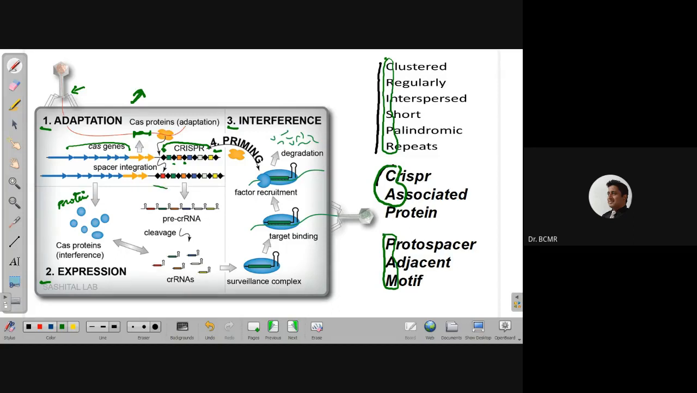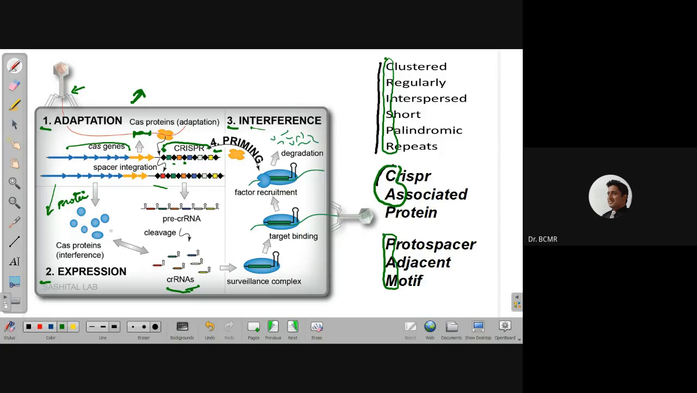Upon transcription, it produces a pre-CRISPR RNA that is further cleaved and made into CRISPR RNAs, and the ORFs produce Cas proteins. Cas proteins are the ones that have the nuclease activity, and CRISPR RNAs are the ones that provide specificity. Specificity means where it should be cleaved. Then we have interference.